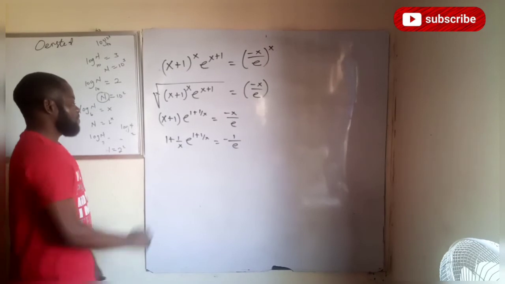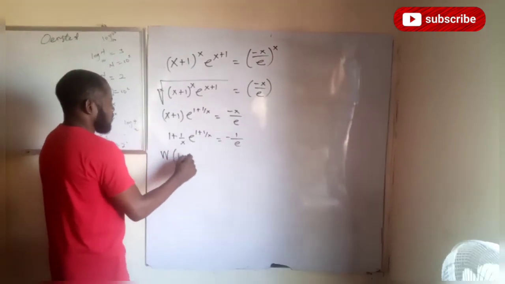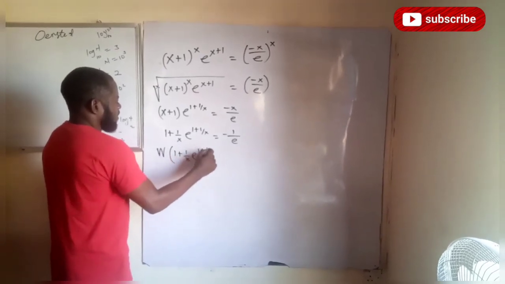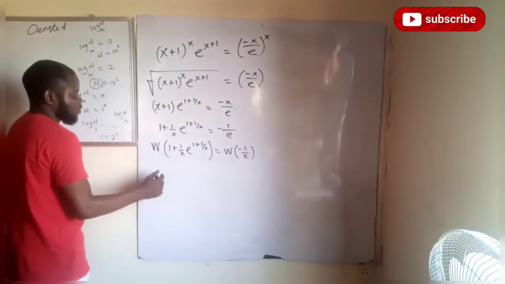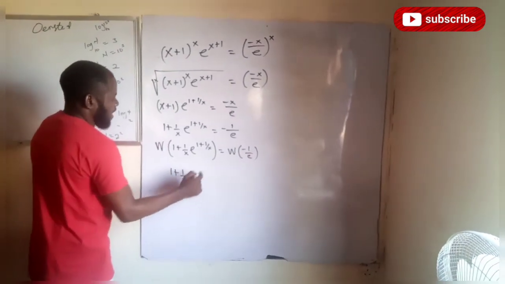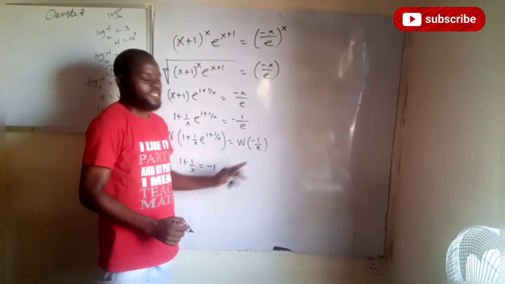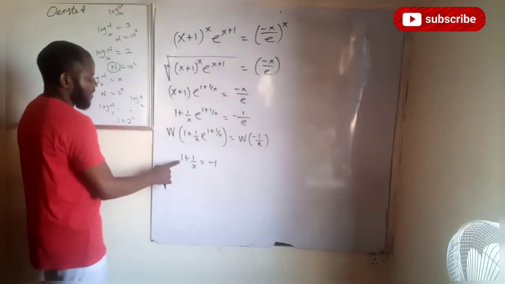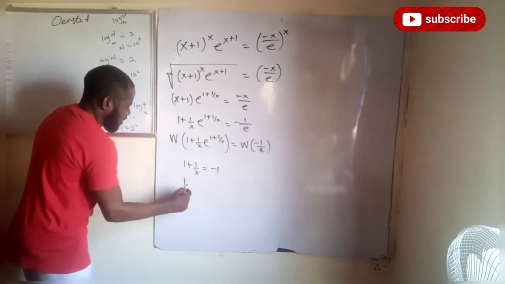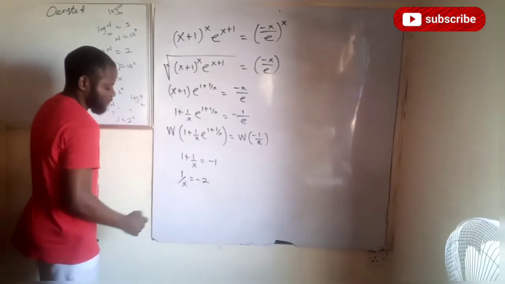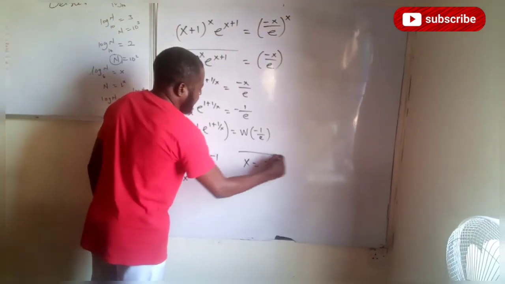Okay, so now that I have what is here, it's the same thing as what is here, so I can just take the product log of both sides. If I take the product log of both sides, I have 1 plus 1 over x equal to negative 1, because the product log of negative 1 over e is actually negative 1. So if I take 1 to the other side, I should have 1 over x equal to negative 2. So by cross multiplying, x equals negative 1 over 2.